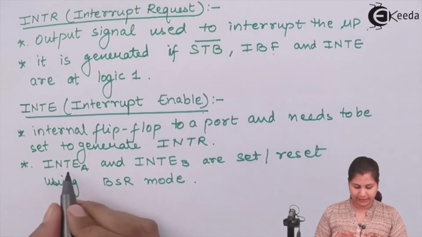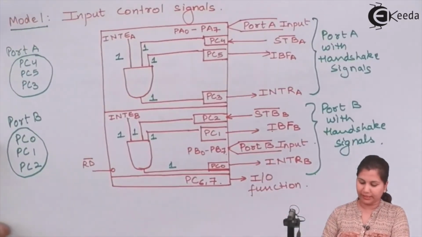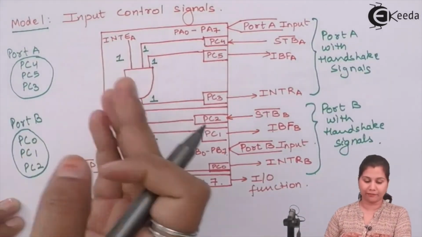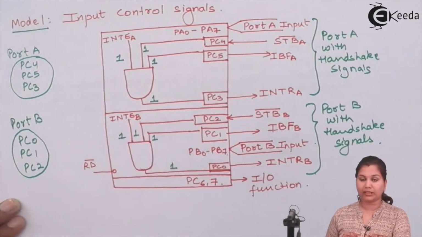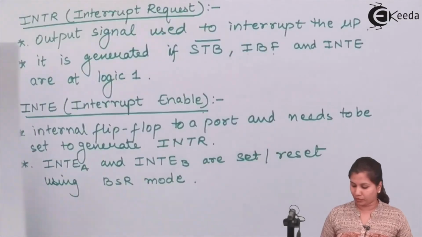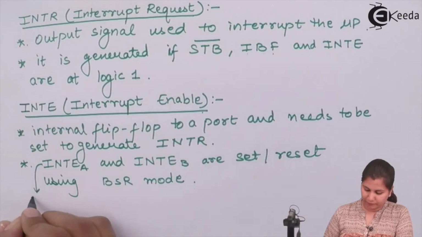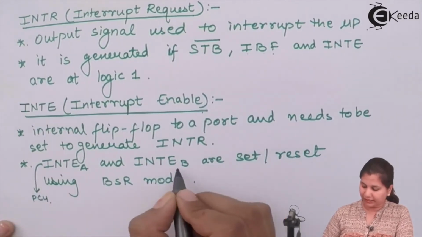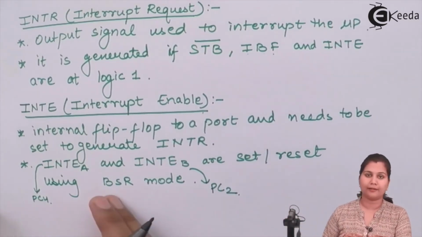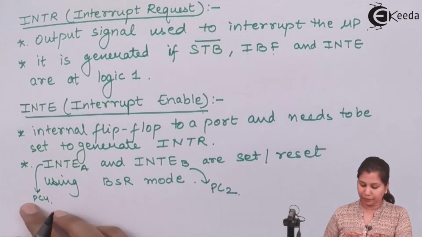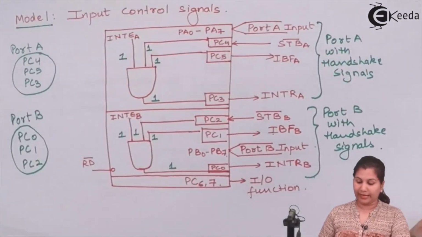INTE-A is enabled or disabled by using the PC4 bit, and INTE-B is enabled or disabled by using the PC2 bit. Because they are set and reset, for INTE-A we use the PC4 bit, and for INTE-B we use the PC2 bit in the BSR mode. So these are the input control signals, and this is the diagram for it.